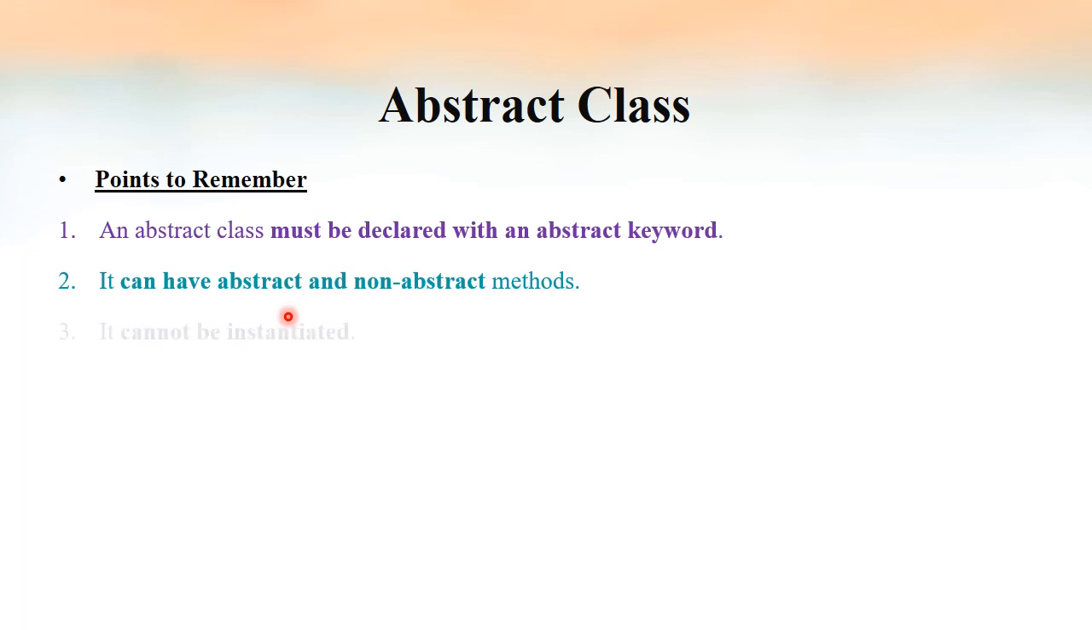Third point to remember is it cannot be instantiated. That means we cannot create objects of abstract classes. Instantiated means we cannot create objects. Cannot be instantiated means we cannot create objects. So that's an important point that you have to remember.